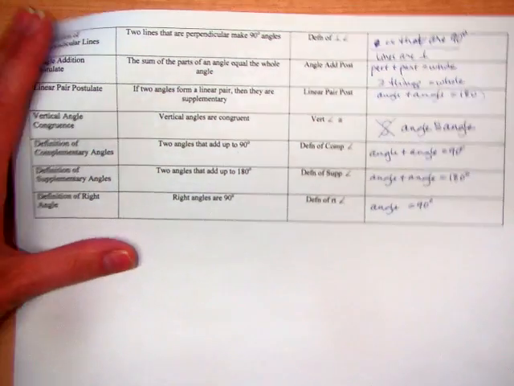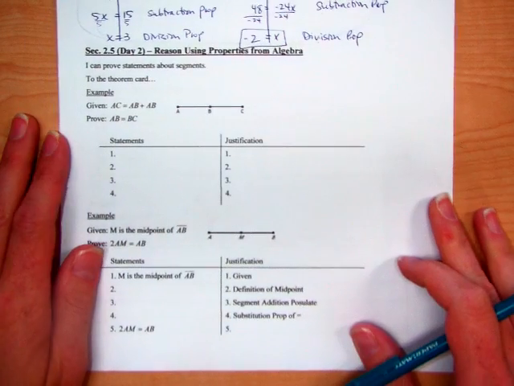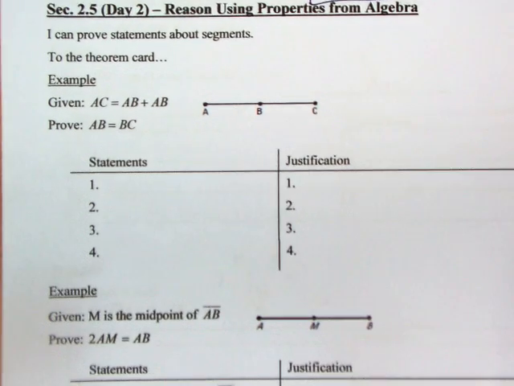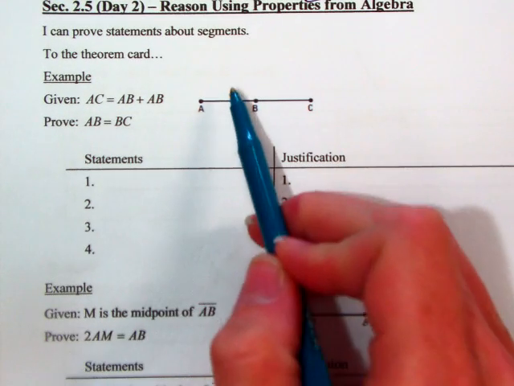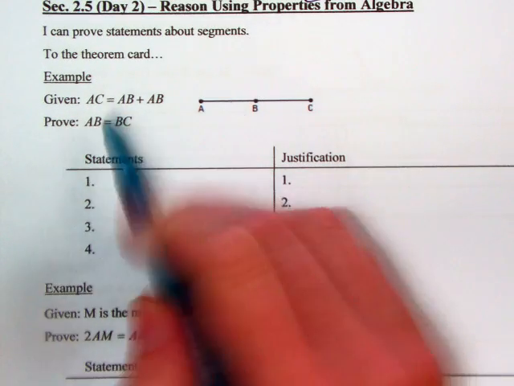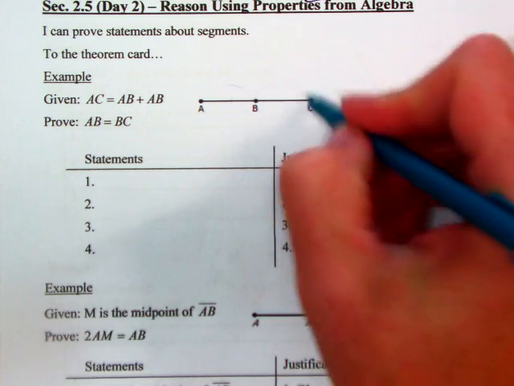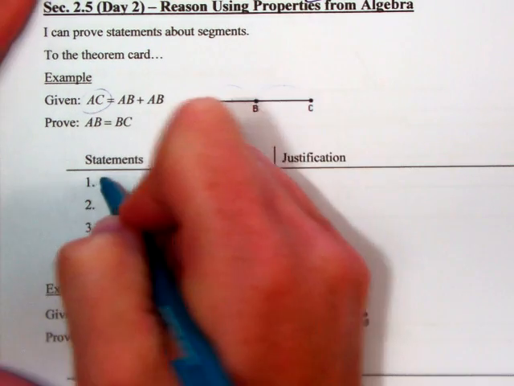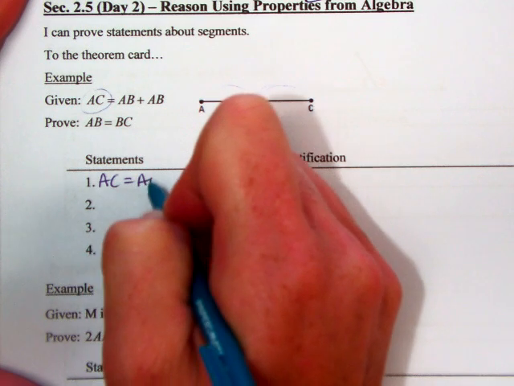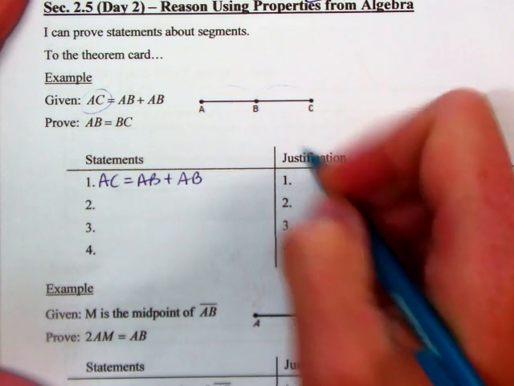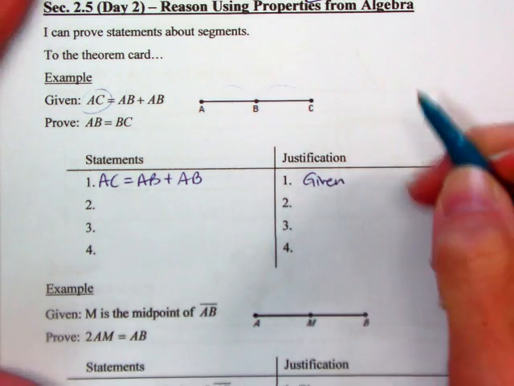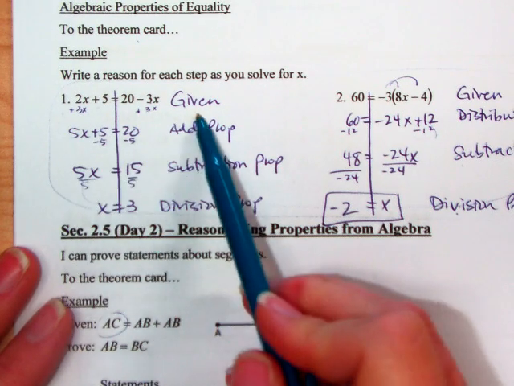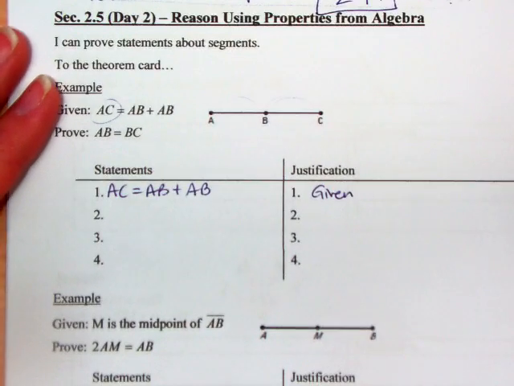All right, so let's go try a proof. So the first one says that we are given that AC equals AB plus AB, and we're going to prove that that segment equals that one. Okay? So they're talking about AC equaling AB plus AB. This is our given statement. You always have to start with a given. Just like yesterday when we were doing algebra, your first statement is always your given. You got to start somewhere. After that is your proof.